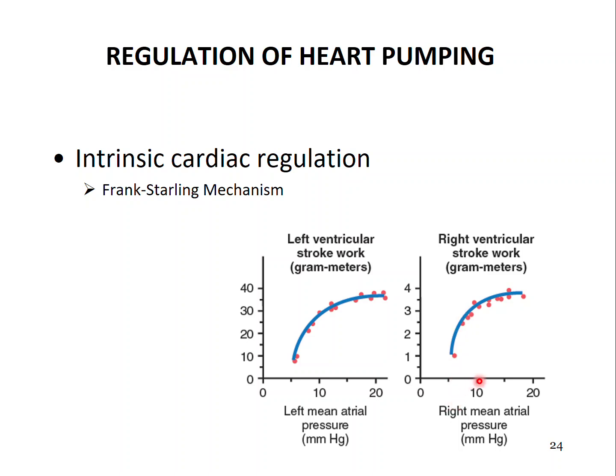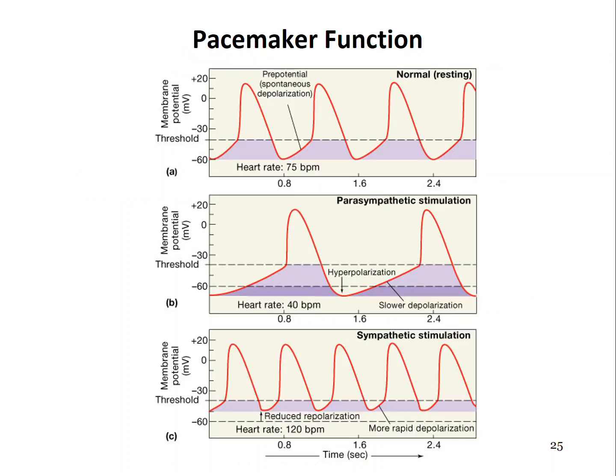Again, if there is a 20 milliliter increase in right atrium volume, we have a 20 milliliter increase in stroke volume by the right ventricle. This is a simple mechanism that regulates heart pumping. We also have extrinsic control, or regulation, of heart pumping. It happens through the autonomic nervous system, which is the sympathetic system and the parasympathetic system.